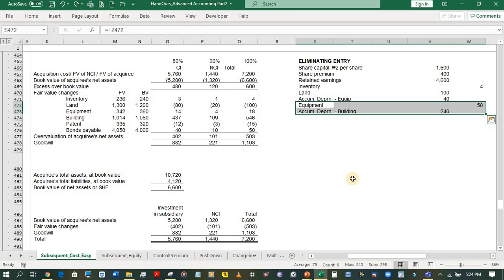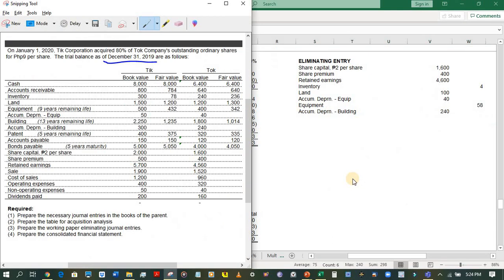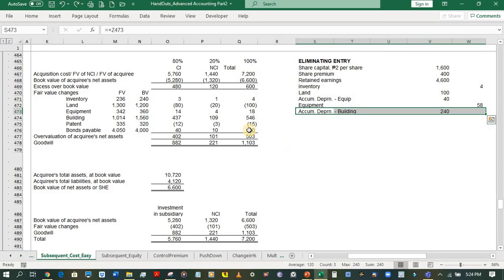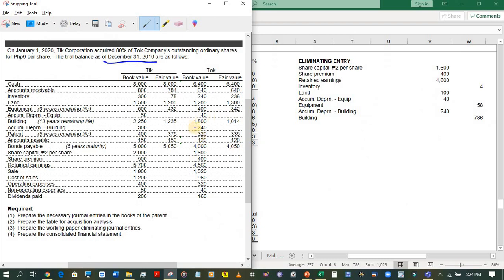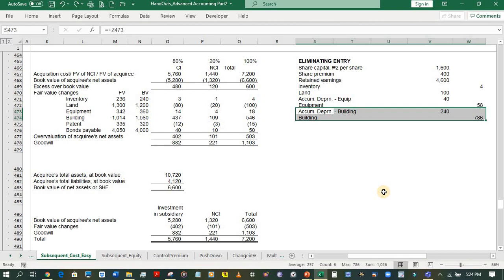And since we debited the accumulated depreciation for building at 240 pesos, the building is left with an amount of 1,800. Then the building must be reduced to 1,014 pesos. That is why we need to credit building for 786 pesos, and that is the difference between 1,800 less 1,014 pesos.